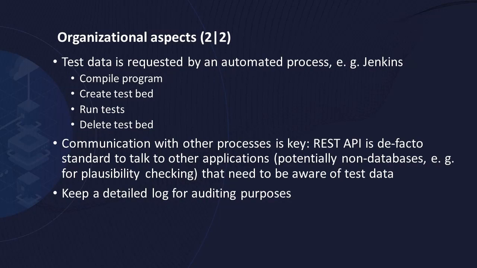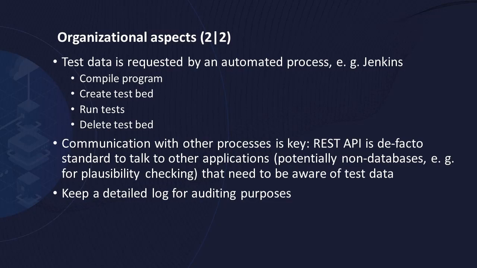Much more often, the test data provisioning processes are triggered by other processes, and in this case, this is often a tool such as Jenkins, which orchestrates the entire build process of an application. The Jenkins process should therefore include steps to create the test bed, populate it with the required data, then run the tests, and then also delete the test beds once they are no longer needed. The de facto standard way for two applications to communicate is REST, so that Jenkins can send a simple HTTP request in order to trigger the creation of the required testbed.